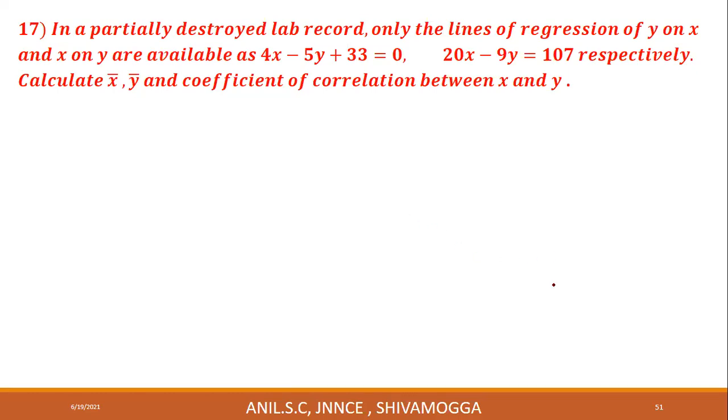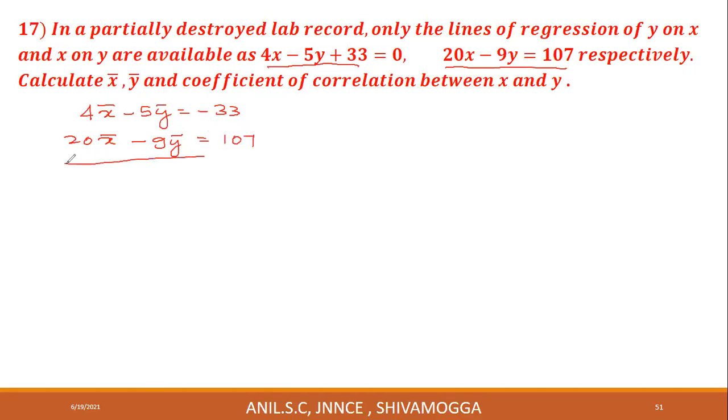A very simple problem. These two are the regression lines, and we know that regression lines pass through x bar comma y bar. Calculate x bar and y bar. 4x bar minus 5y bar is equal to minus 33 is one line. 20x bar minus 9y bar is equal to 107 is the other line. Calculate x bar and y bar. X bar is 13, y bar is equal to 17.